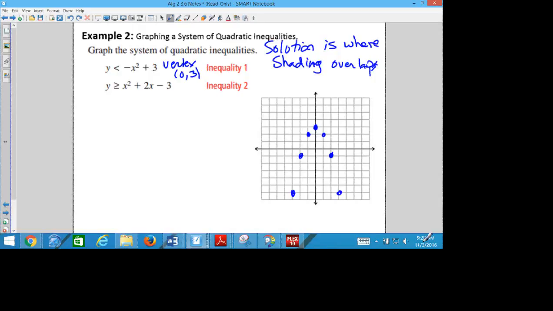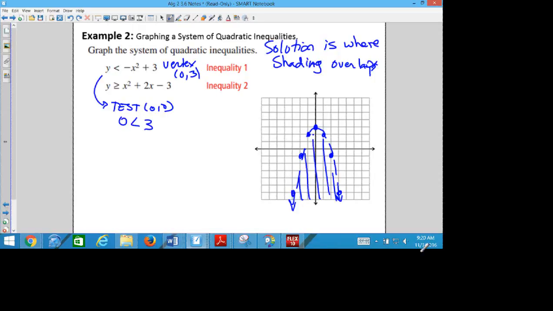Is this one dash or solid? Dashed. And then I'll test a point. I'm going to test (0, 0). So I get 0 less than 3. That is true, so I will shade in the middle. Like I said, I'm going to go too fast.